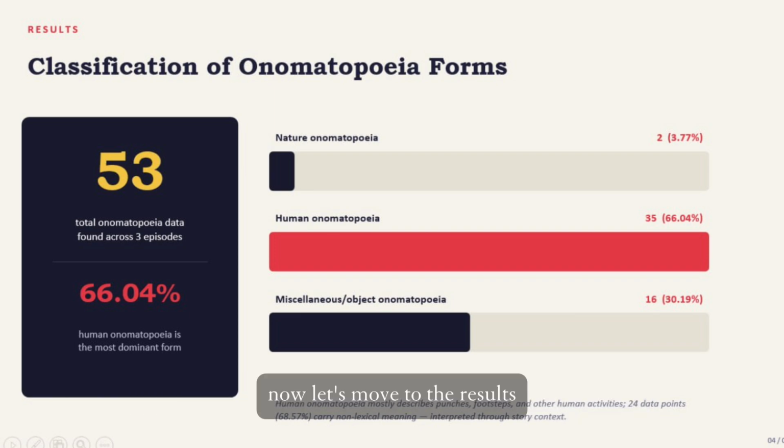Now, let's move to the results. I found 53 onomatopoeia data in total across 3 episodes. There are 3 forms: nature onomatopoeia, human onomatopoeia, and miscellaneous or object onomatopoeia. Human onomatopoeia is the most dominant, with 35 data or 66.04%. It is mostly used to describe punch, footstep, and other human activities.